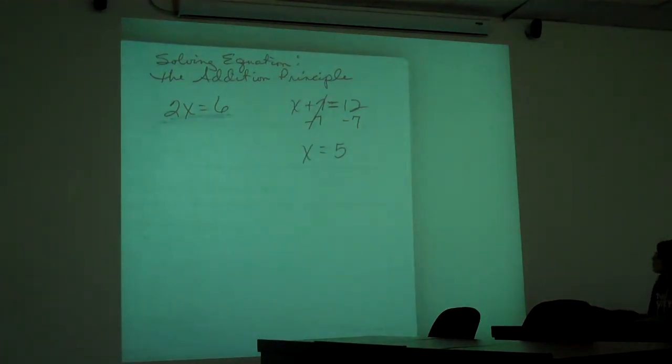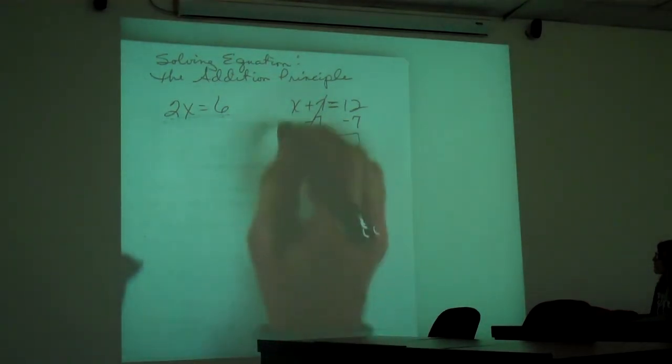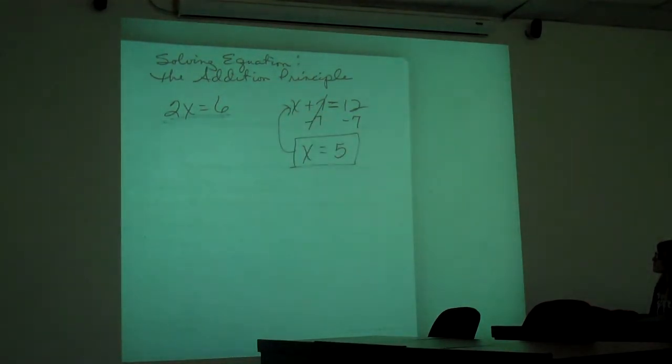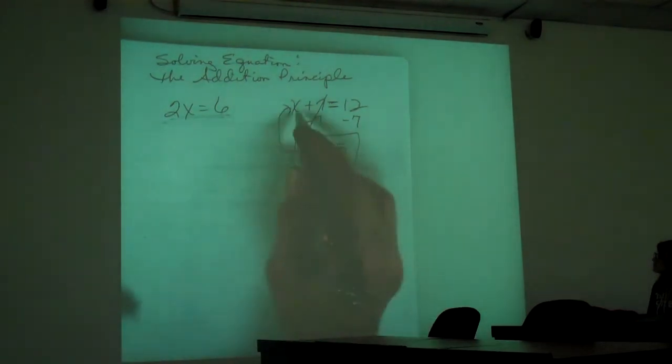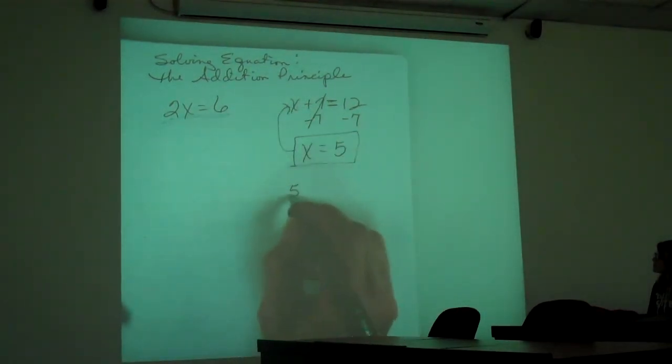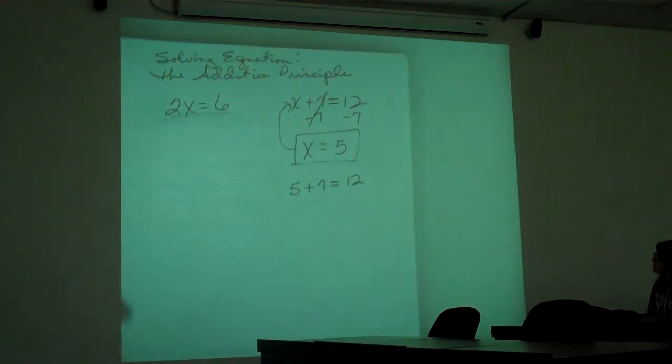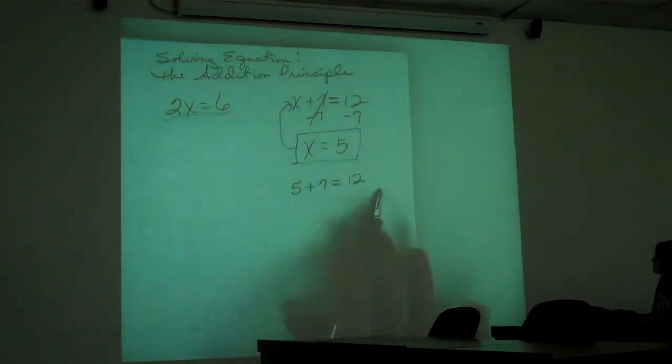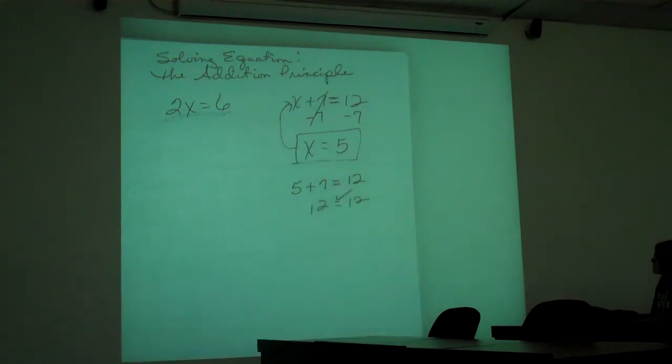You can always check your answers by plugging the x back into your original equation. You put the 5 where the x was. Have 5 plus 7 equals 12. It's called equivalent equations when both sides are equal. So you add this up, you have 12 equals 12. That's equal, so it checks out.